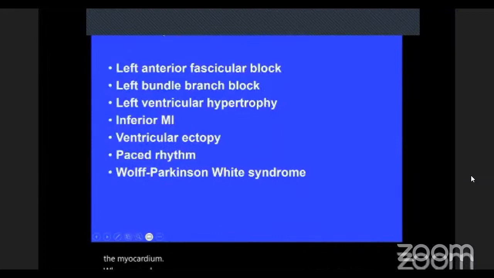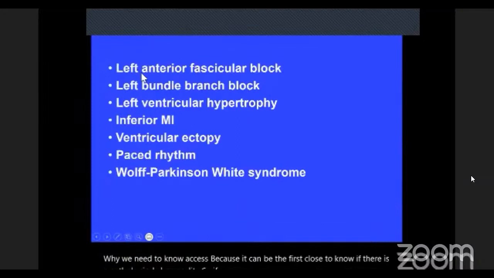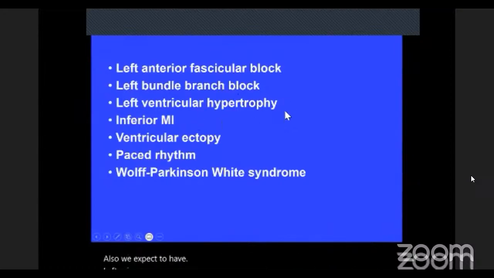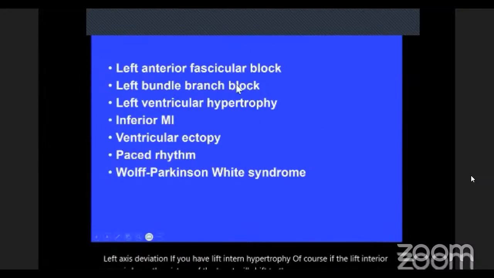Why do we need to know axis? Because it can be the first clue to know if there is a pathological abnormality. If you have left axis deviation, it could be because of left anterior fascicular block. We know that the left bundle has an anterior and posterior fascicle. If the anterior fascicle is blocked, activity is going to the left side, posterior to anterior, so left axis deviation. With left bundle branch block, you also expect to have left axis deviation. If you have left ventricular hypertrophy, of course, if the left ventricular mass is huge, the vector of the heart will shift to the left, so we will have left axis deviation. If you have inferior myocardial infarction, in AVF you expect a negative QRS complex, so it will give you left axis morphology or left axis criteria.